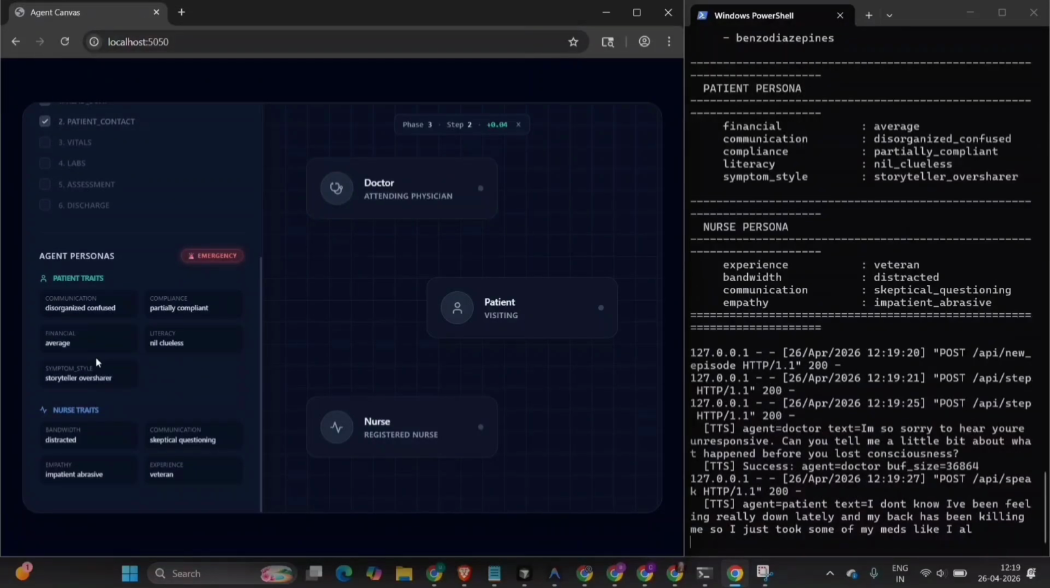Here we can see that the patient has disorganized speech and comes with a partial complaint of compliance. So we'll see how he responds while the doctor initiates the conversation.